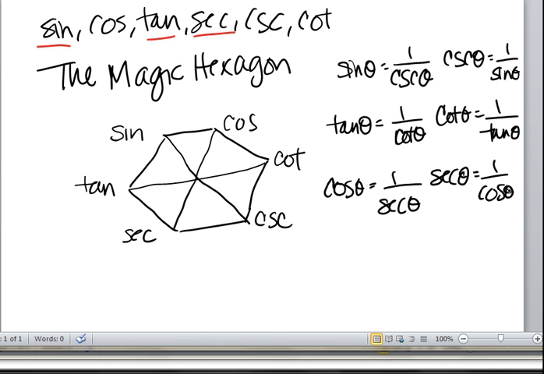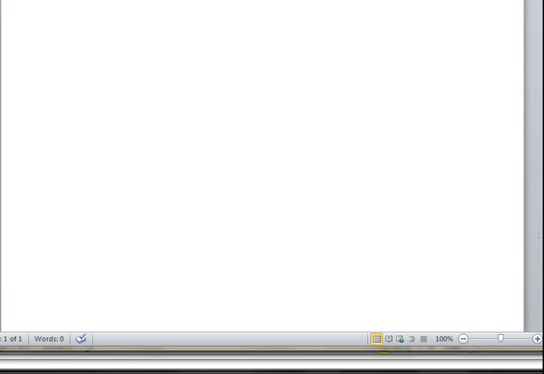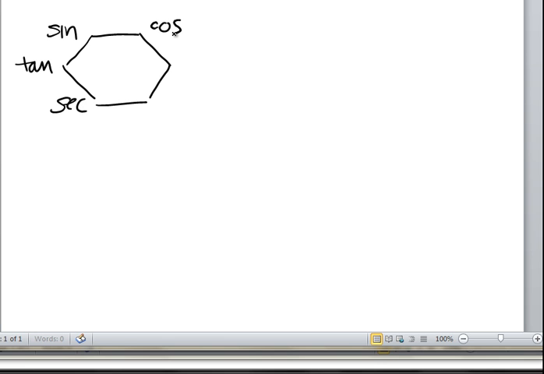But this gets better. I'm going to put this on the second page just so that we can see. Let me draw my hexagon again. So what comes first? The most popular trig function that does not begin with the letter C is sine. The next most popular that doesn't begin with the letter C is tangent. And then we have secant, and their corresponding cofunctions are cosine, cotangent, and cosecant. Okay.